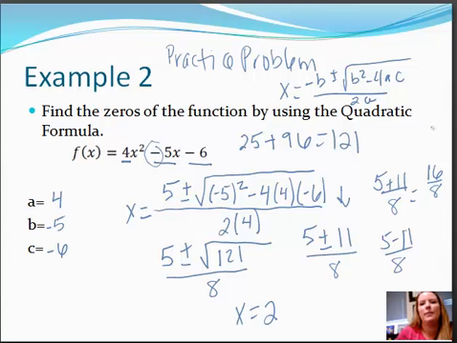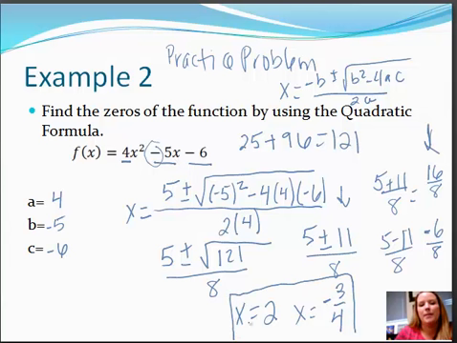That comes from up here. Sorry, it's all over the place. And then we have 5 minus 11, which is negative 6 over 8. That's going to be a fraction. We're going to leave it in fraction form and simplify it. So it would be negative 3 over 4. Right, 6 and 8 have a 2 in common. So these are our solutions.